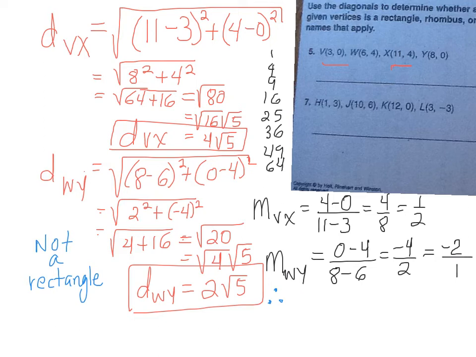a parallelogram VWXY is a what? It's a rhombus. Period. And that's the conclusion. Okay? Any questions on how to determine if the parallelogram is a square, rectangle, or rhombus? So if the slopes are negative reciprocals, then it's going to be a rhombus, okay?